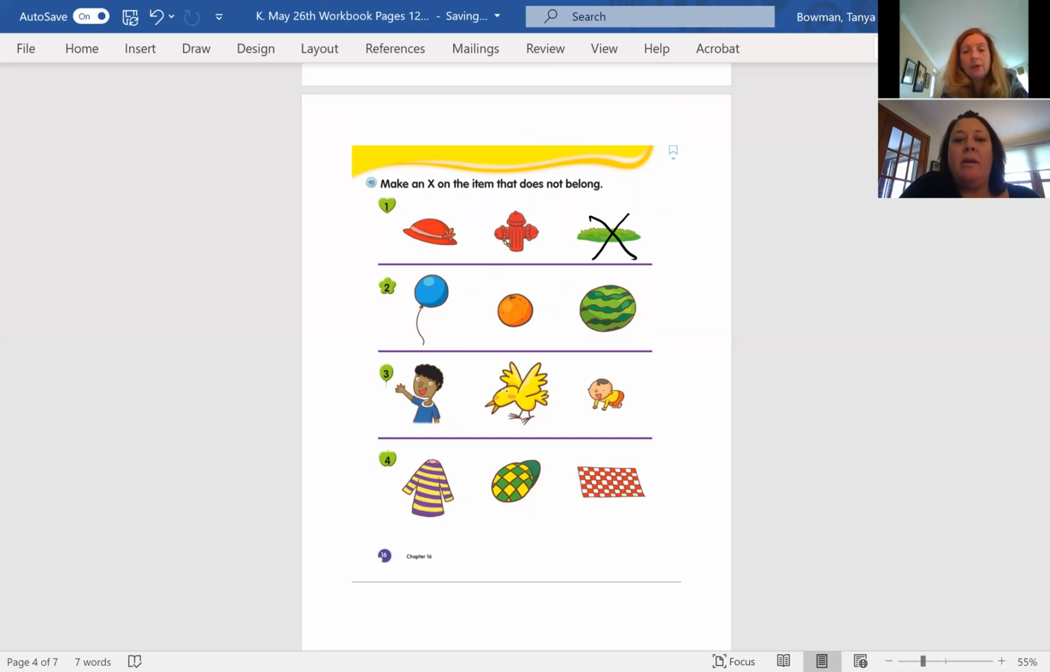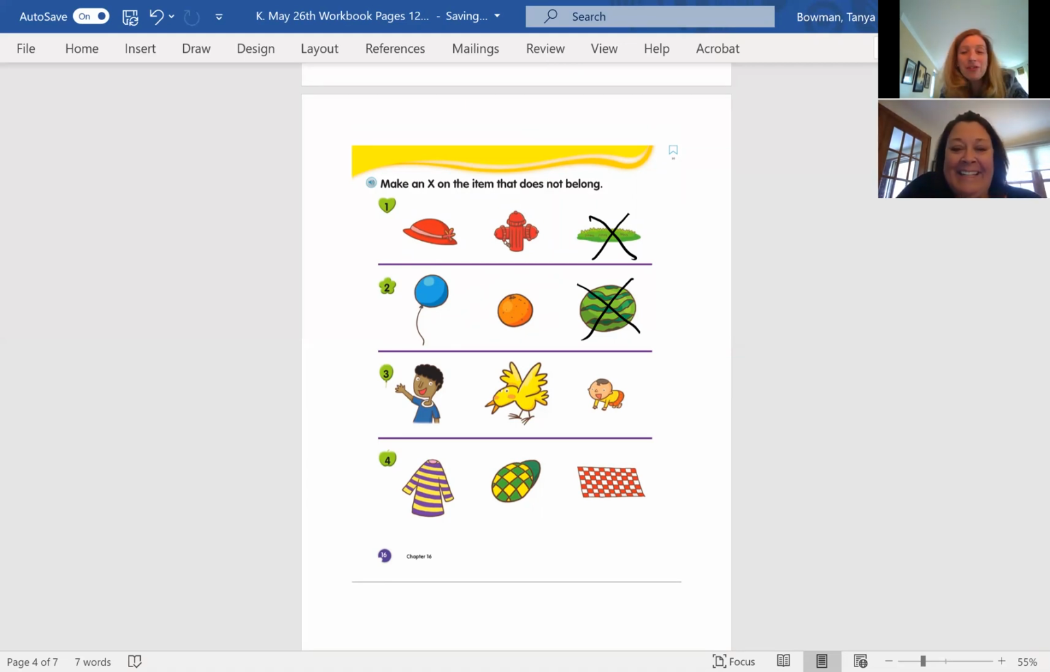No, I agree. Now, if we look down at number 2, we have a balloon, an orange, and a watermelon. And here, Mrs. Bowman, I think I would put the X on the watermelon because the watermelon is more of an oval shape where the orange and balloon are round. What do you think, Mrs. Bowman? I agree. And the orange and balloon have no stripes, and the watermelon has stripes too. Mrs. Bowman caught that. Great job.